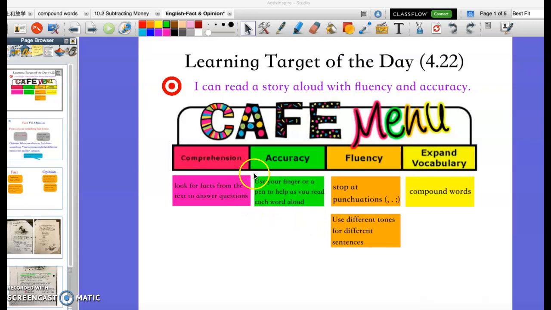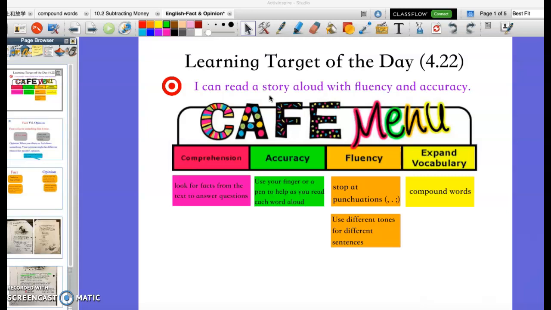All right, and last but not least, we are going to also practice reading with accuracy, which means reading each word correctly. And a really good way to do that is to use your finger or a pen to help you as you read each word aloud. Okay, so exactly as what I just did. So you are going to point at each word and read them aloud. So pointing really helps with your accuracy.